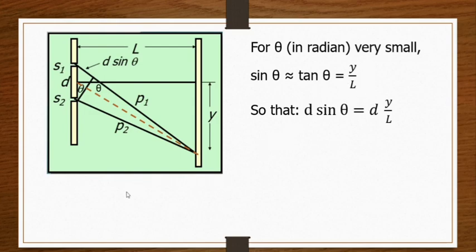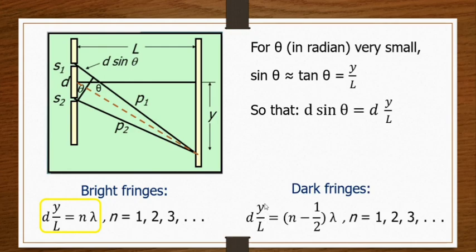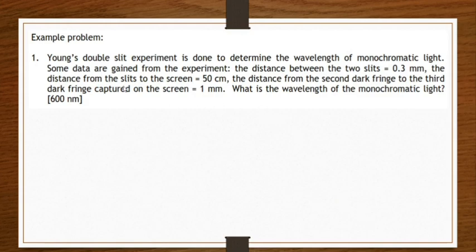So that gives us the equation of bright fringes. d times the sine of theta, or d times y over L, equals n lambda, and n starts from 1. For dark fringes, d times the sine of theta, or d times y over L, equals n minus a half times lambda, and also starts from 1. So I will let you see the example problems here.